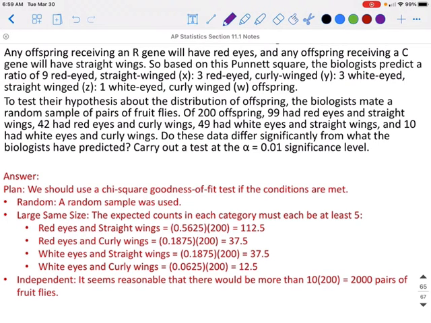So we expect that 0.5625, or about 56% of them, will be red-eyed and straight-winged. So you take that probability and you multiply it by your sample size, and we would expect 112.5 of them to be in that category. We would expect 37.5 to have red eyes and curly wings, 37.5 of them to have white eyes and straight wings, and 12.5 of them to have white eyes and curly wings. So all of those are at least 5.